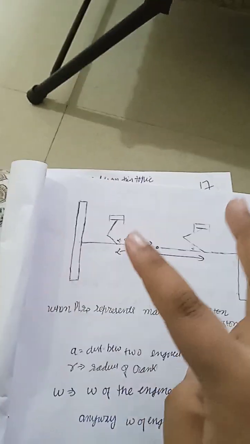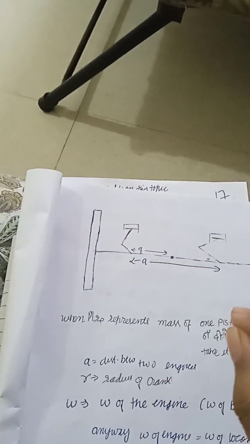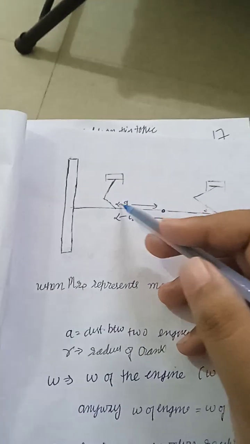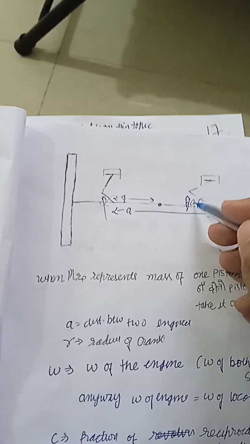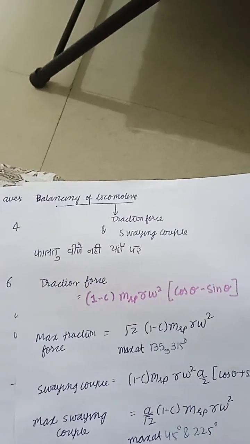We don't have to go into details. The distance between the two engines is a. There are two pistons used, and all the formulas which are derived are for these two engines only, for the specific configuration where one initial crank angle is theta and the other is 90 plus theta. So after balancing, we don't have to go into details.